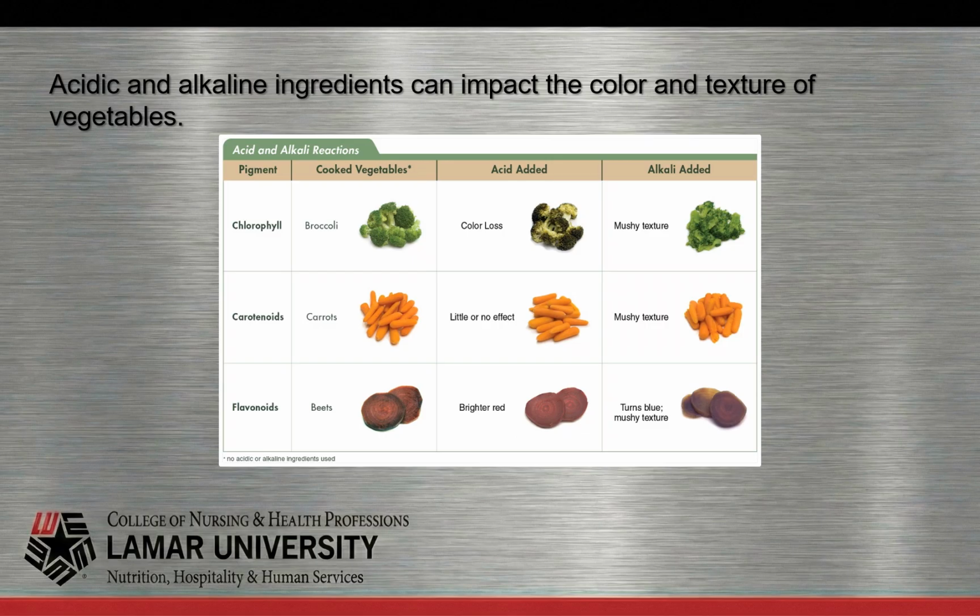Acidic ingredients cause purple and dark red vegetables to turn bright red. In contrast, alkaline ingredients cause purple and dark red vegetables to turn blue and white vegetables to turn yellow. In addition, alkaline ingredients cause a mushy texture in purple, dark red, and white vegetables.